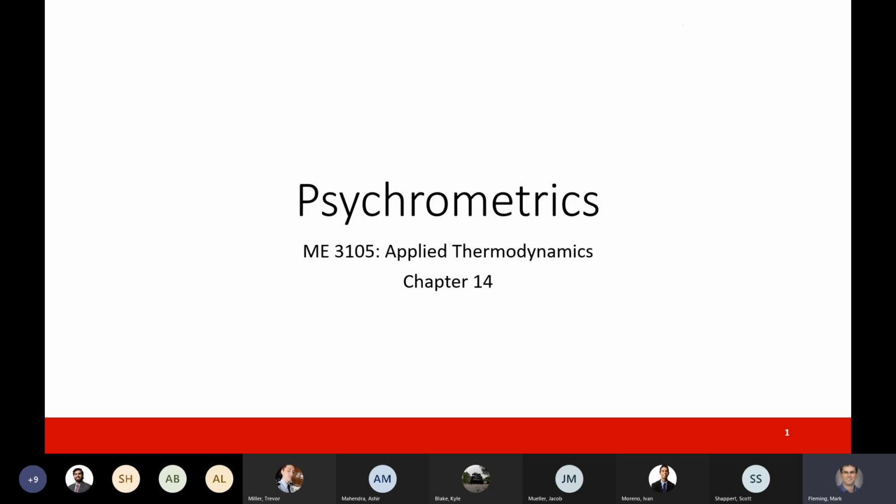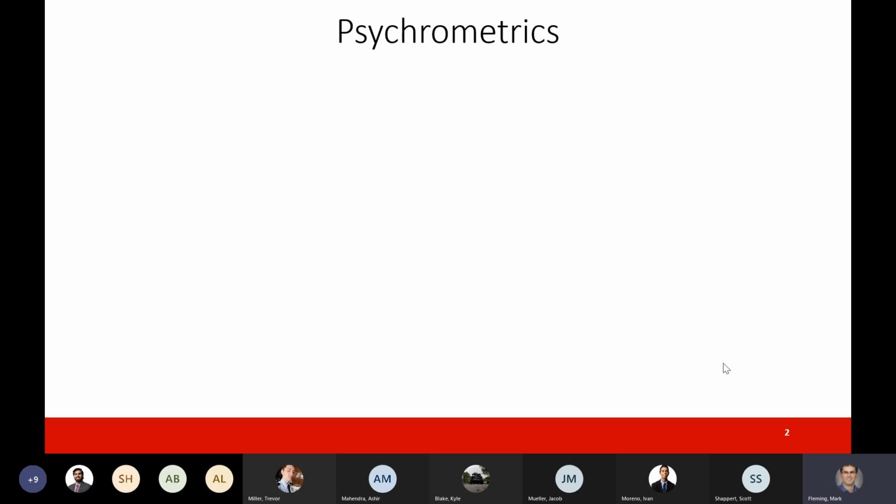Otherwise, at this point, we will begin our new topic, which is going to be chapter 14 from the textbook, and that is psychrometrics. Now, psychrometrics is going to be building off of what we started last week, which was our ideal gas mixtures. And so before we get too far into this topic, we first need to figure out what is psychrometrics. What does this term mean?